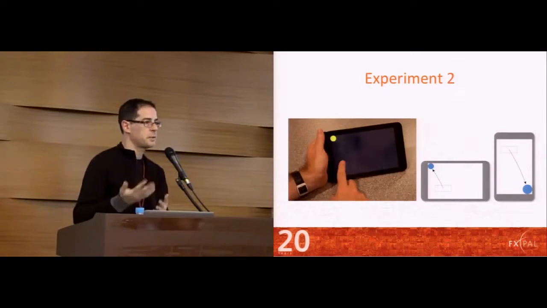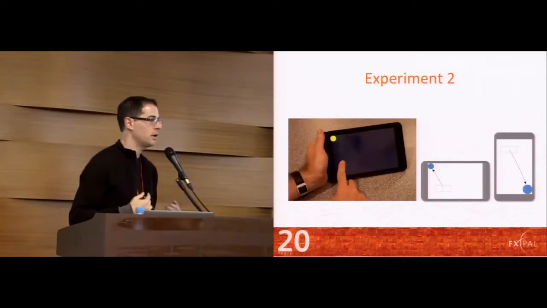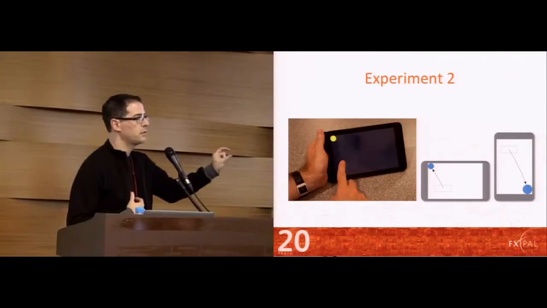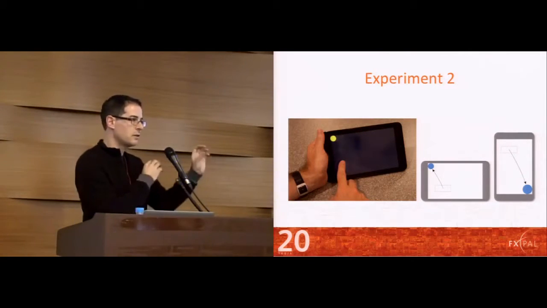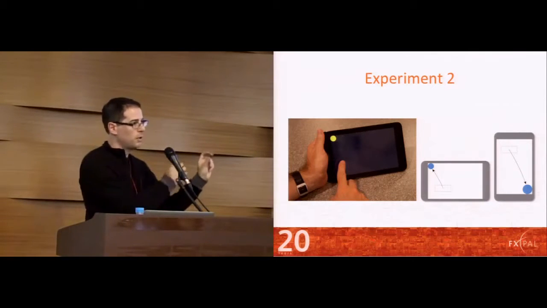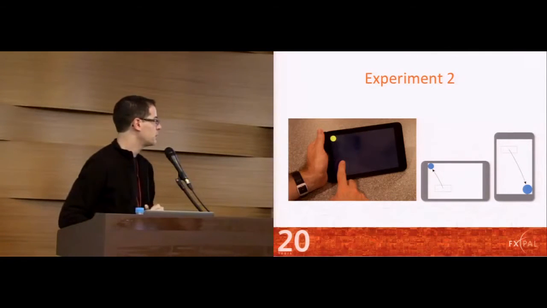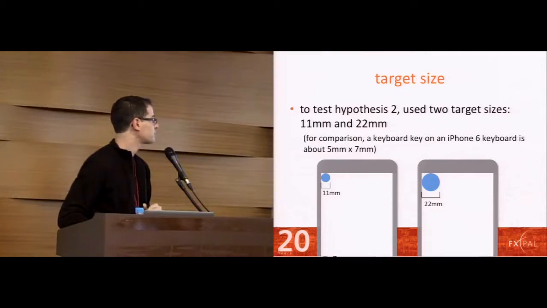So this is what the experimental setup looked like. This time people were holding a device in their hand and tapping targets. The ready buttons this time were on the device itself, and when the gaps were introduced, the ready buttons were also moved in the same way, by the same distance.